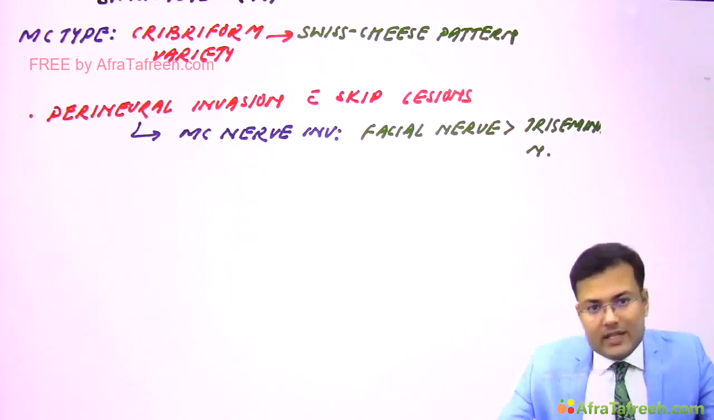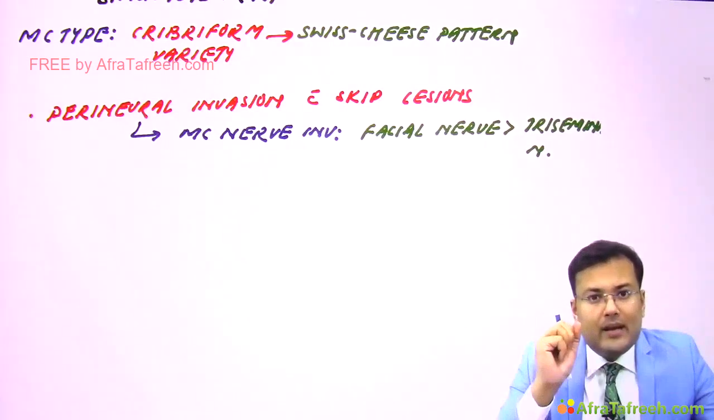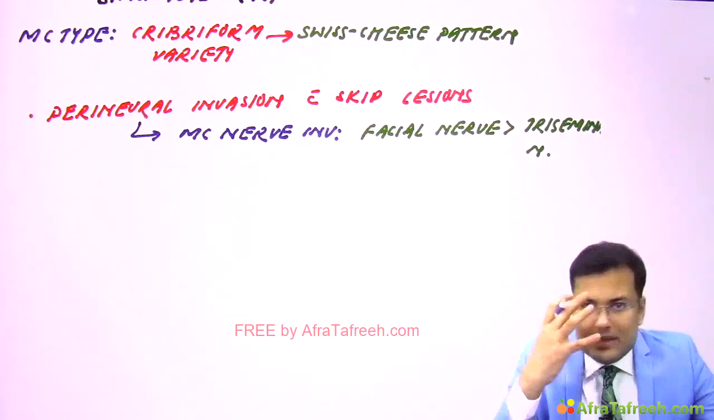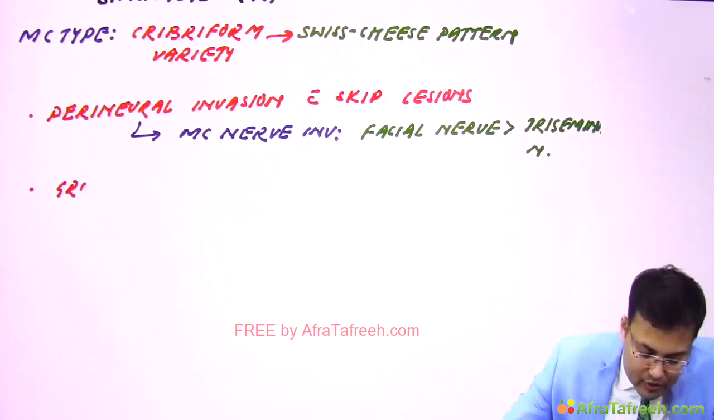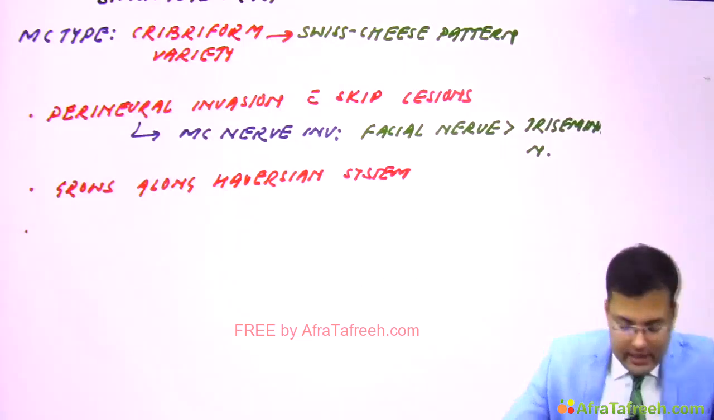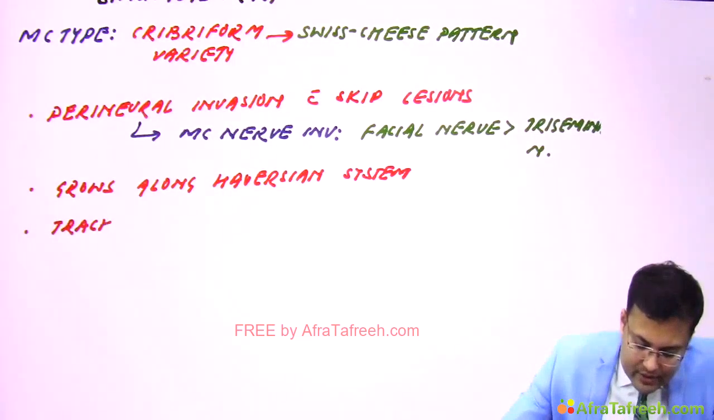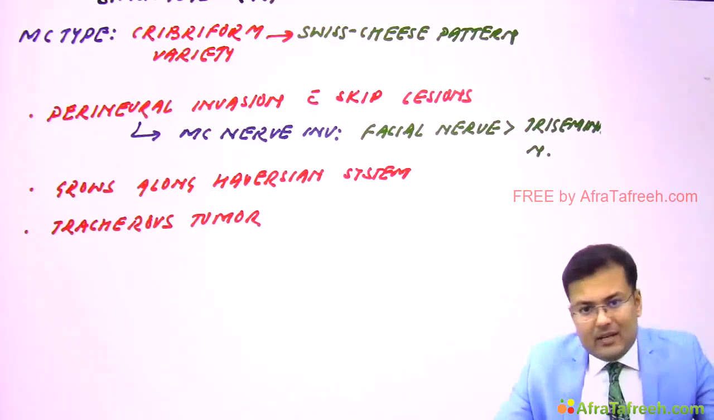Clear? Whenever there is perineural invasion or involvement of a nerve, these tumors have pain. And since the facial nerve is involved, what happens? There is facial nerve paralysis. Second important property, the tumor grows along the Haversian system of long bones. Third important property, it is also known as the trachyerous tumor. Why? Because the tumor is malignant, but it looks benign.